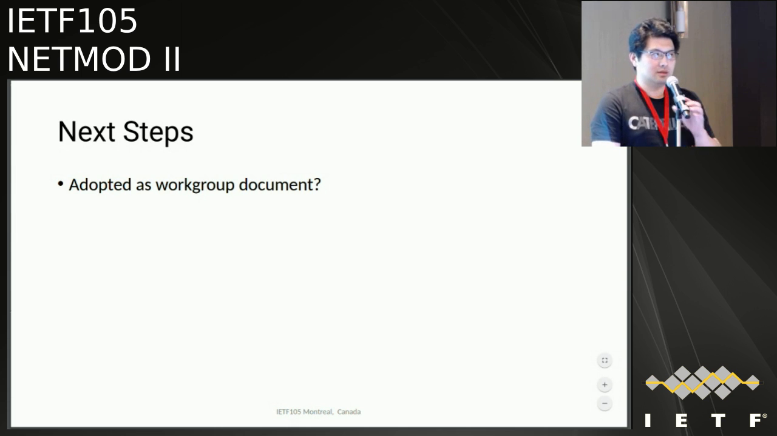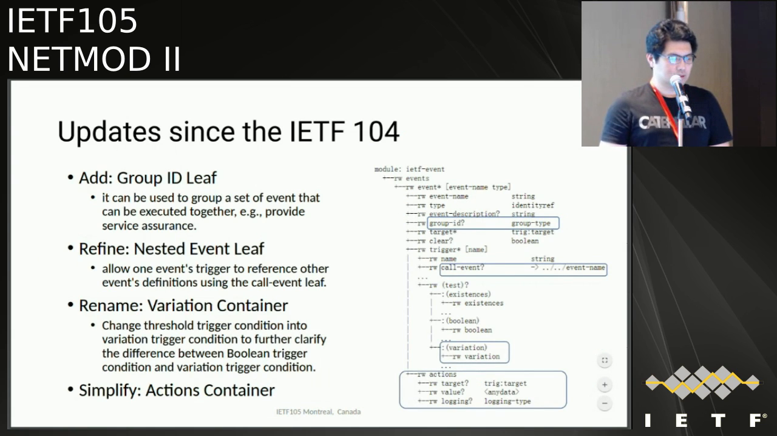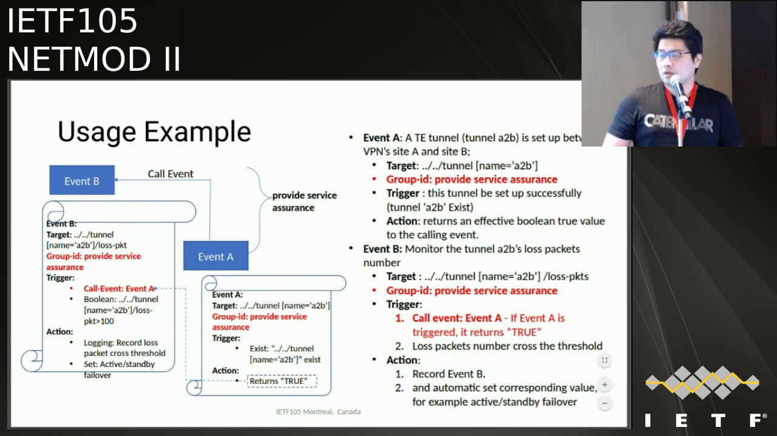Routing policy, I think, is just for routing policy, and here we use this module to perform things such as service assurance. For example, if the lost packet crosses the threshold, then it can perform the related action. For example, log that the lost packet crossed the threshold, and then perform some action to do active-standby failover. That's what I said.